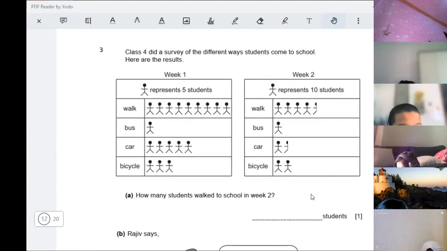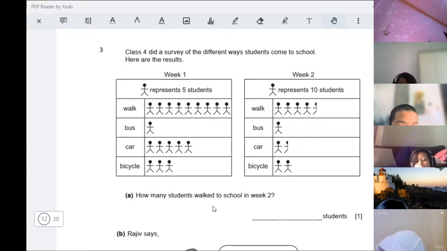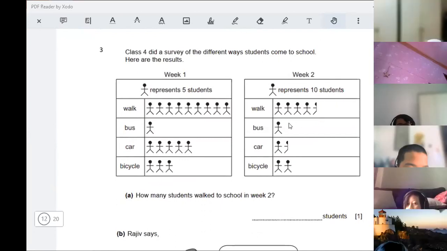Next, this one. Class 4 did a survey with the different ways students come to school. Here are the results. In week 1, each of these represents 5 students. In week 2, each of these represents 10 students. What do you think, class? How many students walk to school in week 2? 1, 2, 3, 4 is 40 and a half, 45, yeah?